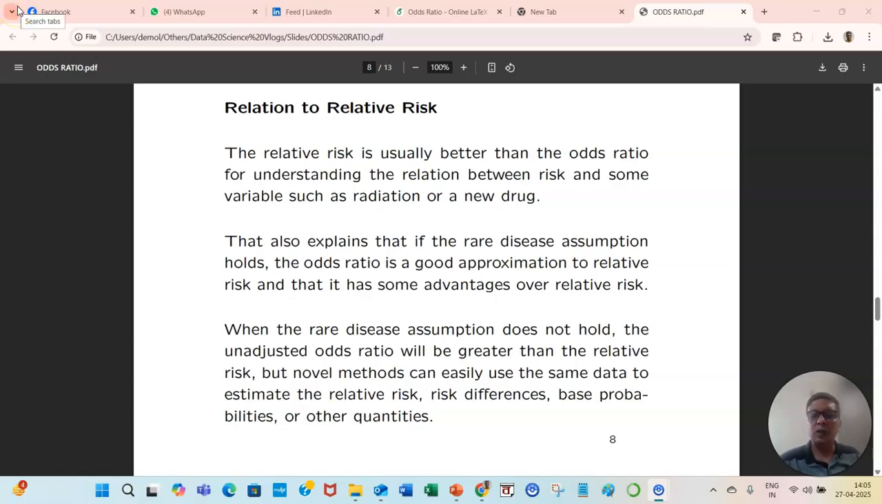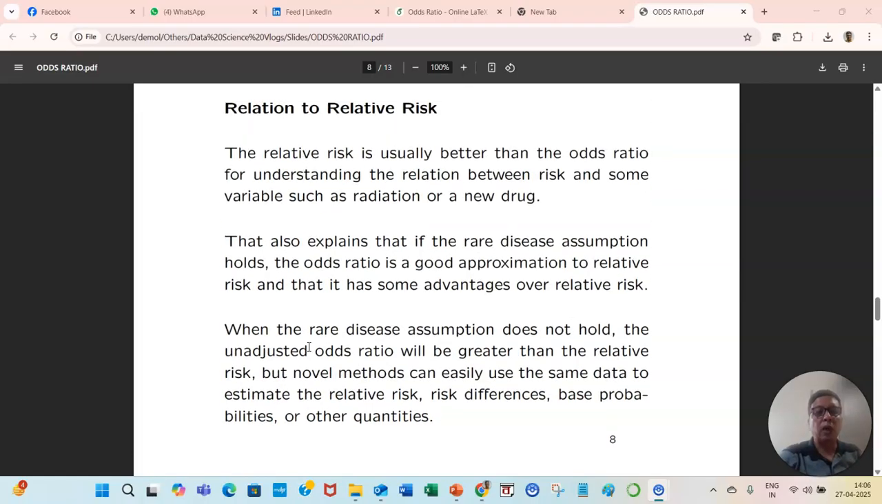Rare disease assumption means the data is imbalanced, so the probability of true cases is very low. The frequency of true cases is very low against the frequency of false cases. So in that case only, the odds ratio is a good approximation to the relative risk, and it has some advantages over relative risk. When the rare disease assumption does not hold, the unadjusted odds ratio will be greater than the relative risk, but novel methods can easily use the same data to estimate relative risk, risk difference, best probabilities, and all other quantities.